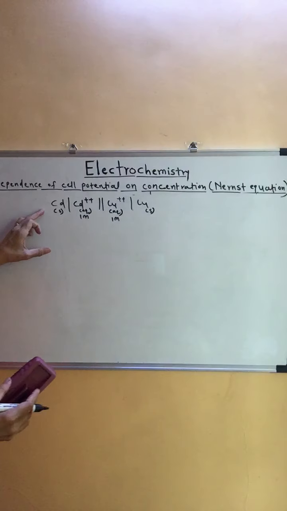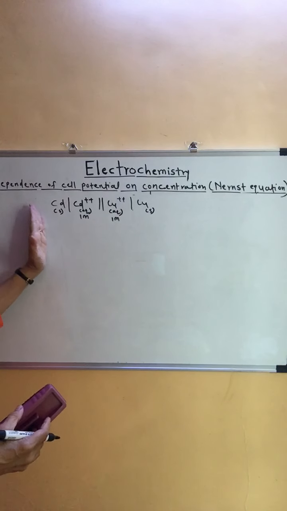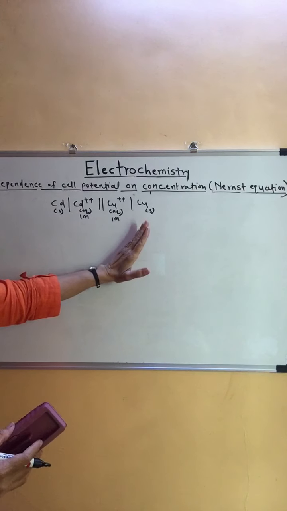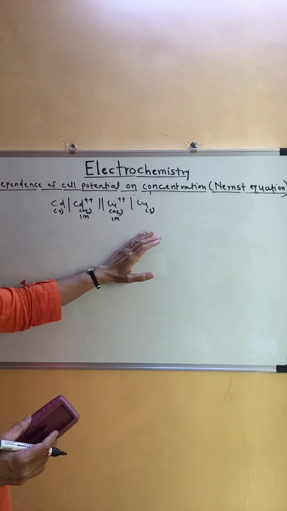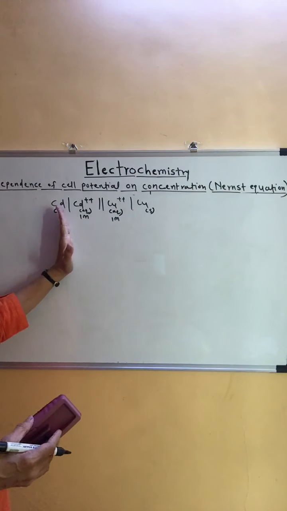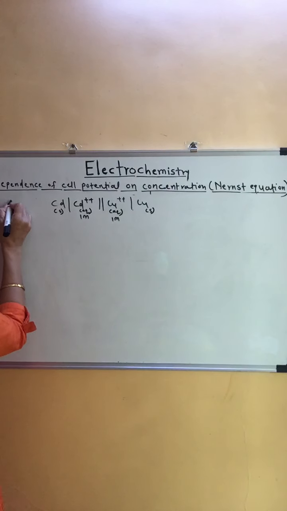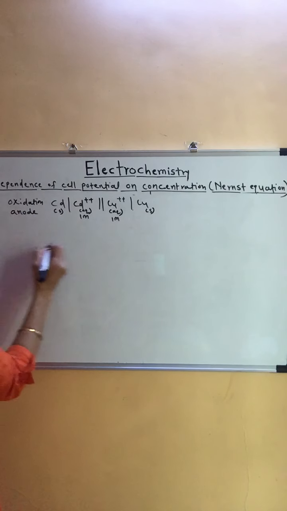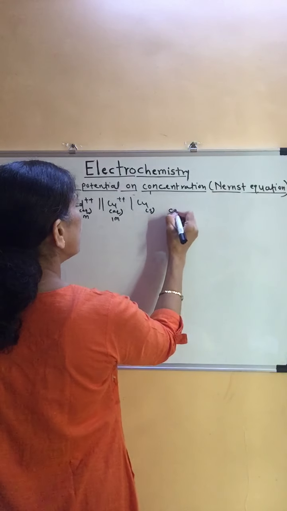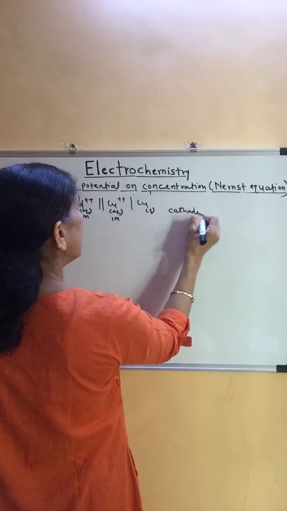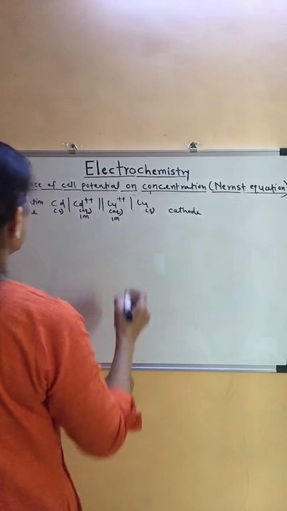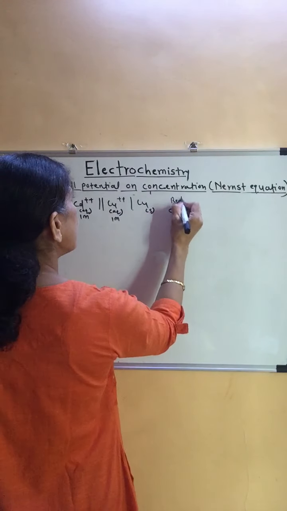So this particular complete cell is made up of 2 half cells, the cadmium half cell and the copper half cell. From the representation, you must have understood that in the left hand side cadmium half cell, oxidation is going to take place. That is, it is the anode of the cell, and this will be the cathode of the cell, the copper half cell, where reduction is going to take place.